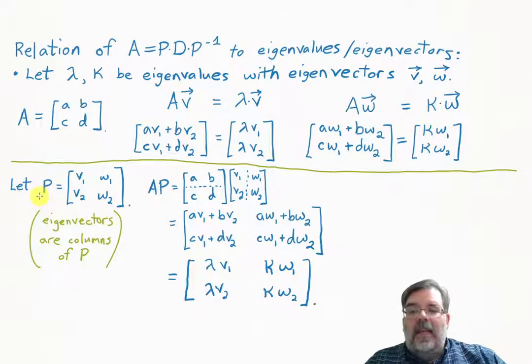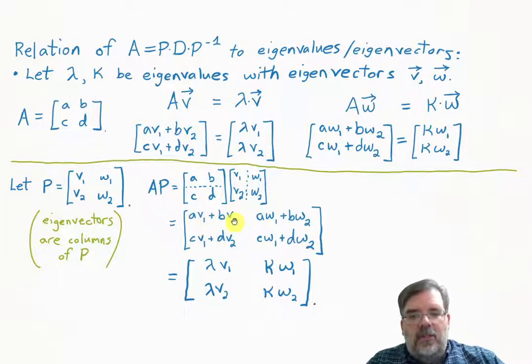Now, let's say that P is the matrix whose columns are the eigenvectors. So given your matrix A, calculate the eigenvectors and make those the columns of P. What happens when you multiply the original matrix times this eigenvector matrix, times P? Well, divide A into rows and P into columns, where each column is an eigenvector. Then when you carry out the multiplication, the product will look something like this.